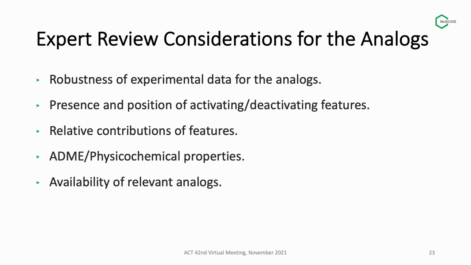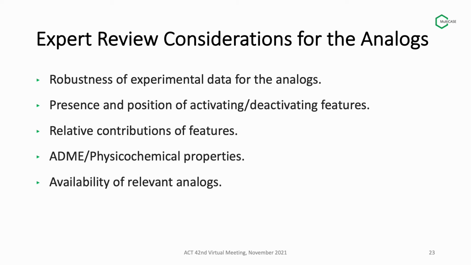In this slide, I'd like to note a few considerations to be kept in mind while reviewing the results of such analog search that I just showed. And the first one is the robustness of the experimental data for the analogs. If the experimental data is not robust or not reliable, then obviously that analog cannot be used reliably in the prediction process.